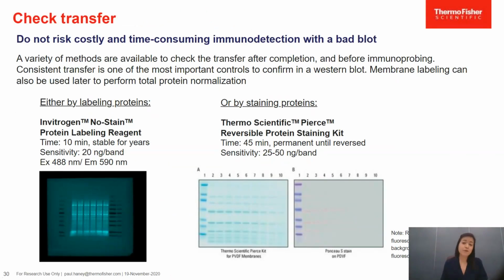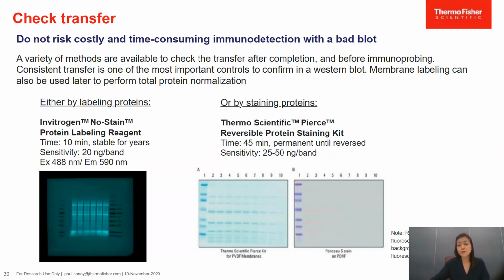One final tip for the immunodetection portion is to check your transfer consistency before going on to immunoprobing. Doing this will ensure that you do not waste time and antibodies on a bad blot. You can check transfer either by labeling proteins or by staining them.